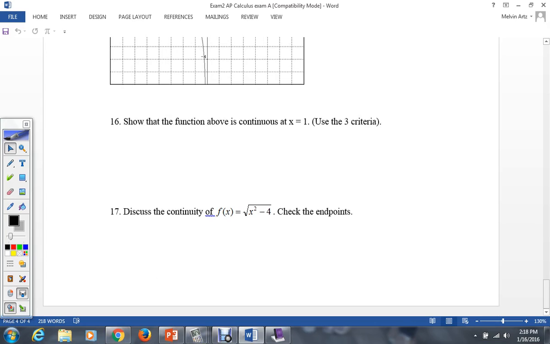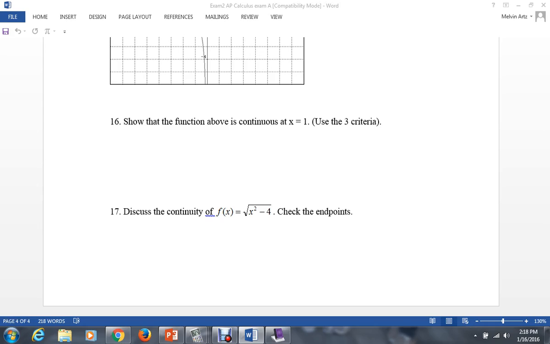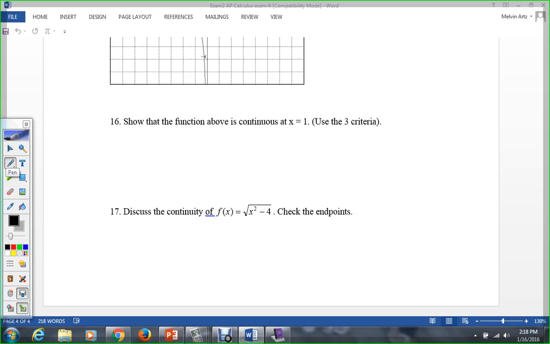Number 17. Discuss the continuity of this function. This is a composite function. If we looked at x squared minus 4, this is continuous on its domain because it's a polynomial. So we would write this is a polynomial, so therefore it is continuous on its domain. The square root function is continuous on its domain. So if we compose a continuous function into another continuous function, it will also be continuous.